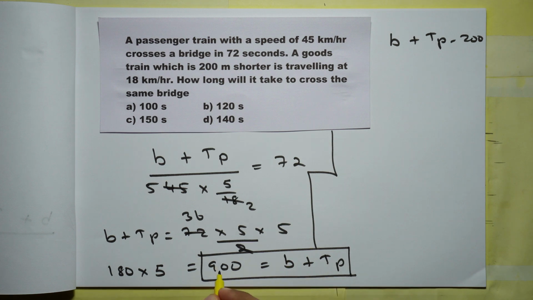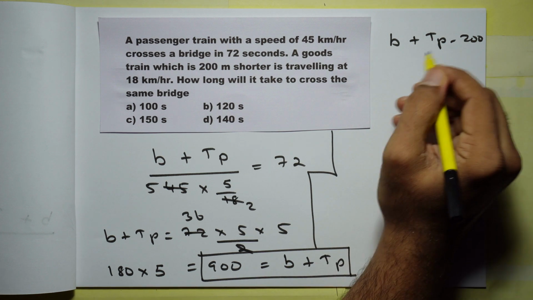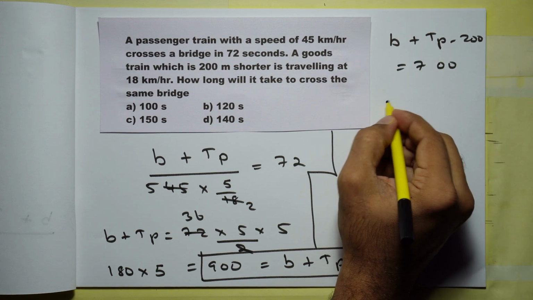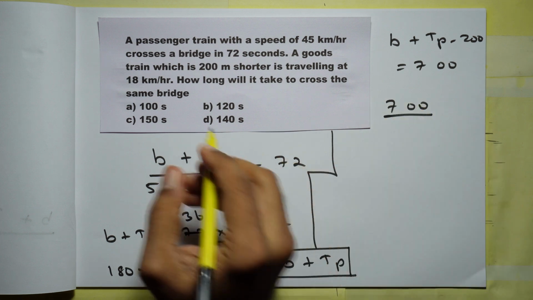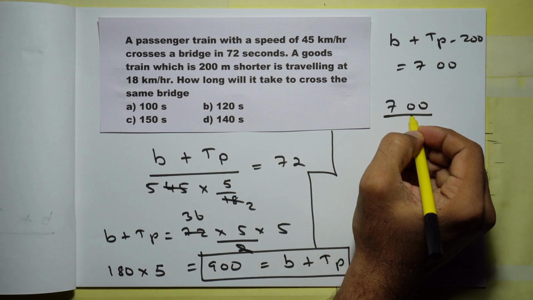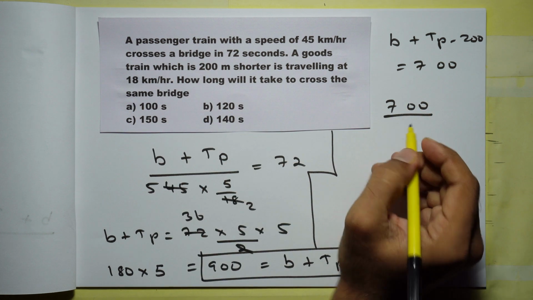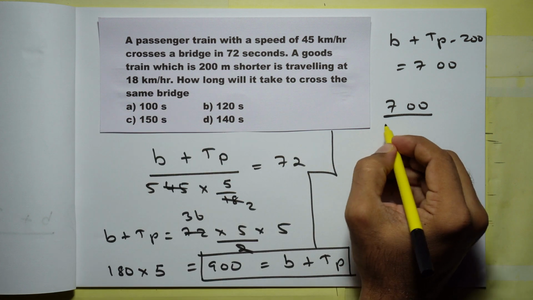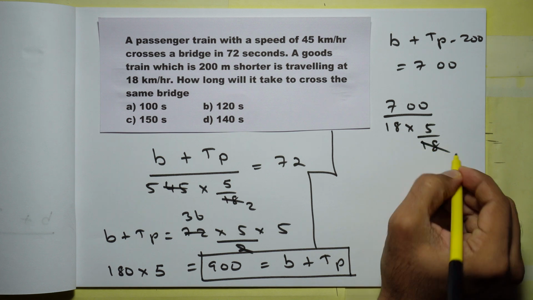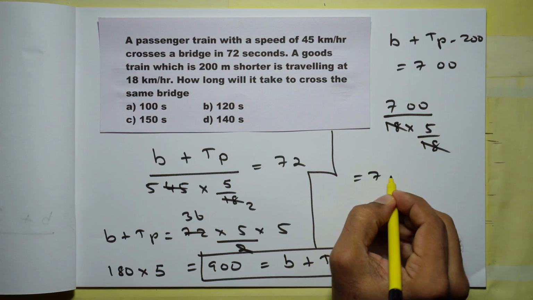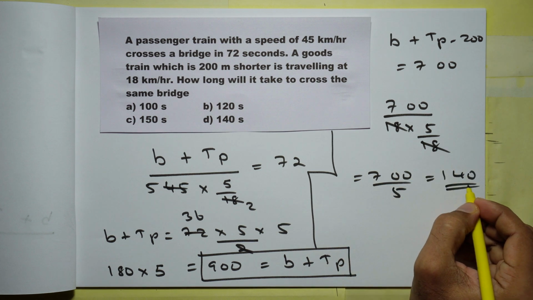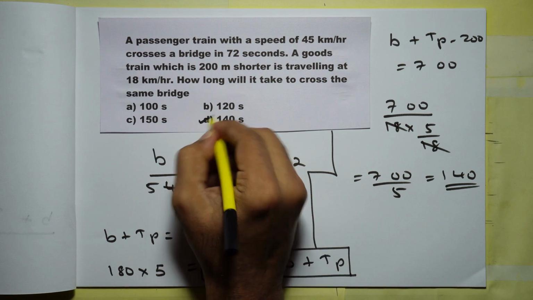B plus TP is 900. So B plus TP minus 200, that will be 700. So distance to be moved is 700. Divided by speed gives you time. How long will it take to cross the bridge? Distance to be moved is 700 by speed. Now it is traveling at 18 kilometers per hour. So we'll convert into meters per second. We'll multiply by 5 by 18. 18 and 18 cancel out. So what we have is 700 by 5. So that you will get it as 140. So 140 seconds. That is option D.